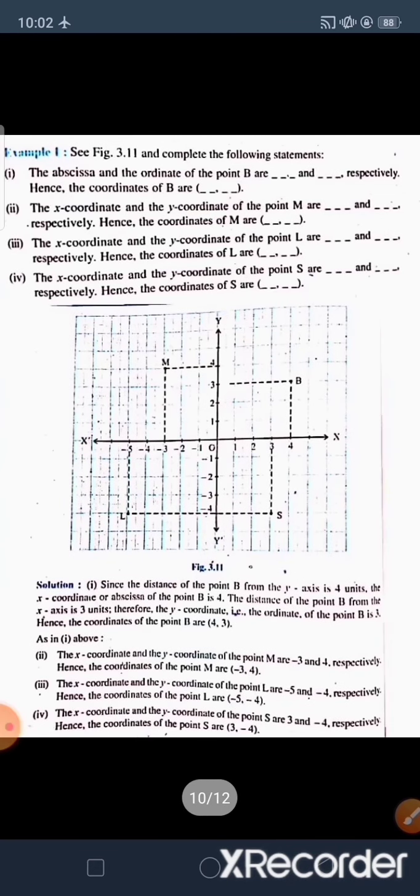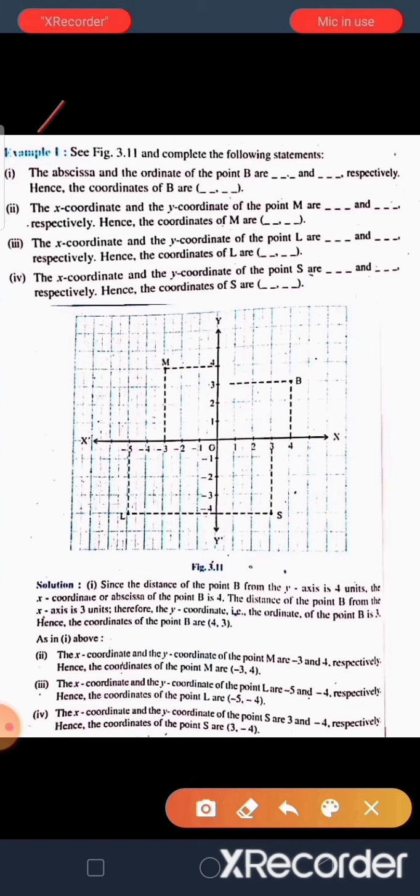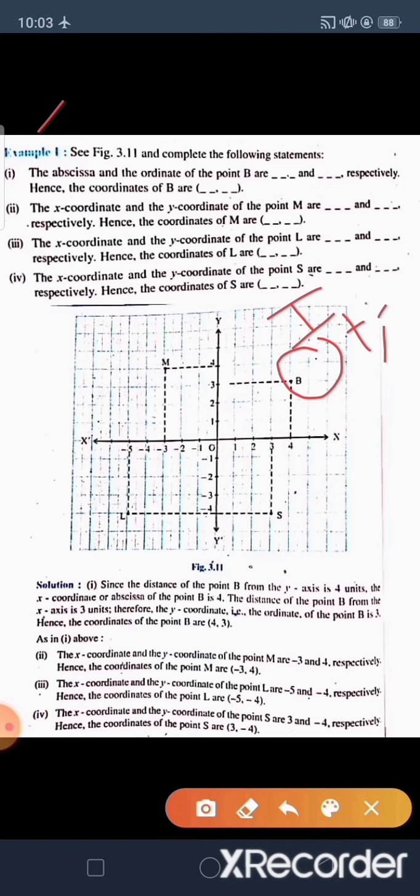Now we solve our example. Our first example is: see figure 3.11 and complete the following statements. The first question is the abscissa and the ordinate of point B. Where is our point B? First, in our graph we find our point B. Our point B is in the first quadrant, which means both the values of x and y are in the positive direction.